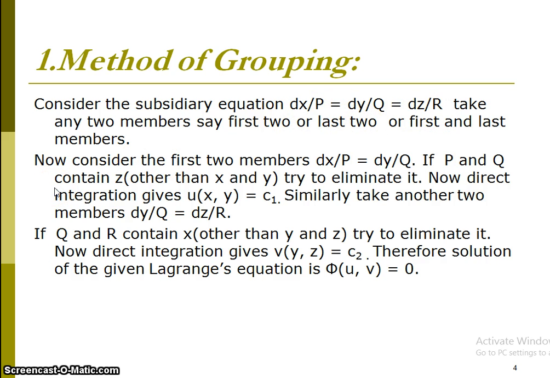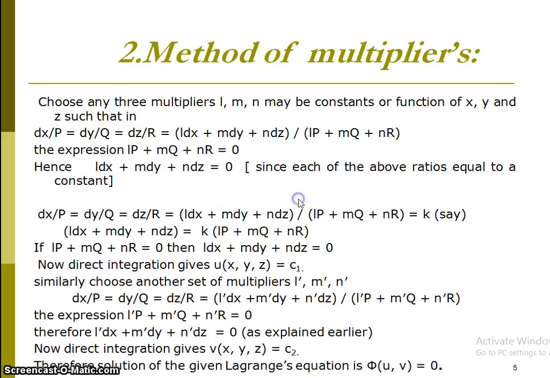Now consider the first two members, dx by P equal to dy by Q. If P and Q contain z other than x and y, try to eliminate it. Now direct integration gives u of x, y equal to c1. Similarly, take another two members, dy by Q equal to dz by R, and again we find the second equation. We get v of y, z equal to c2. Therefore the solution is of the form phi of u, v equal to 0. So this is the method of grouping.